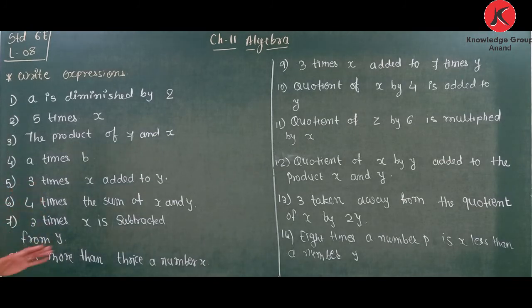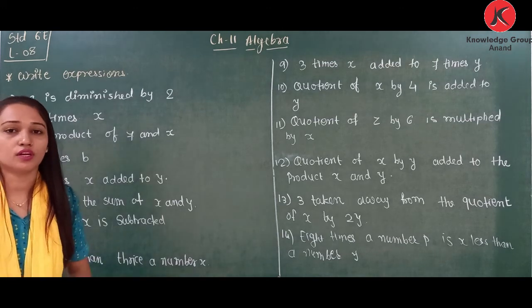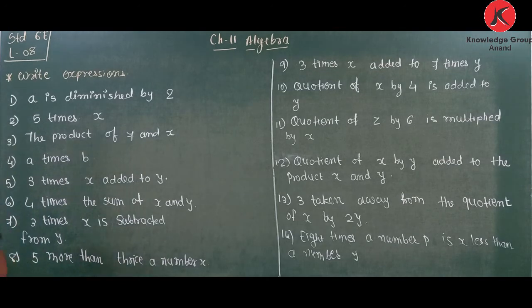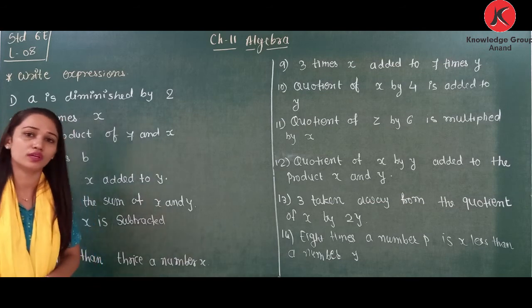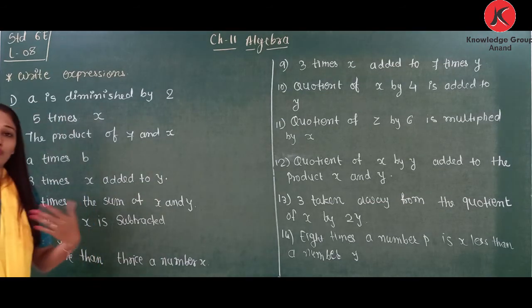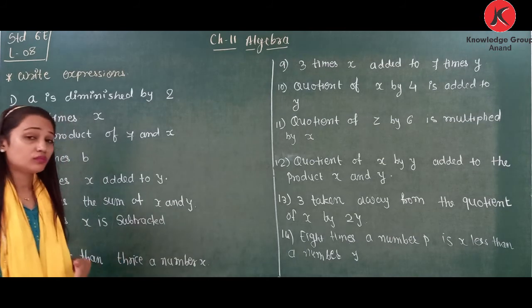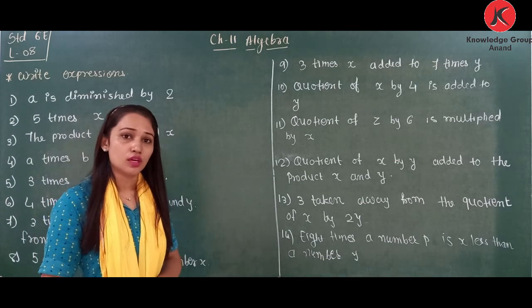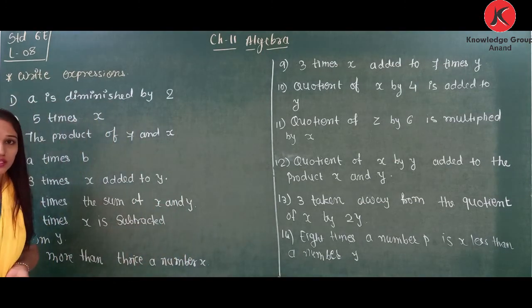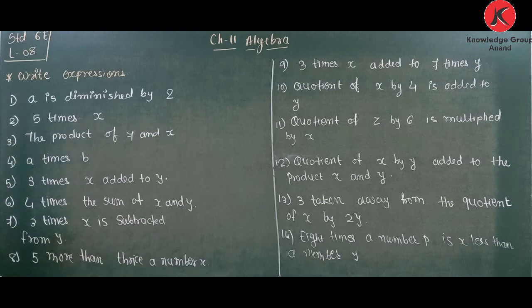So first we will take simple statements and see how expressions are formed. So first, a is diminished by 2. Now diminished means it is a subtraction. The words are different. You need to remember which word represents addition, which word represents subtraction, which word represents multiplication and which word represents division. When it is more than, increased, added, that will give addition. When it is decrease, less than, or words like these, it represents subtraction.